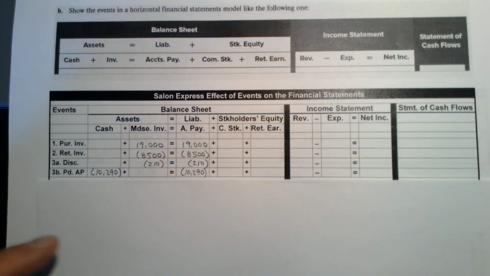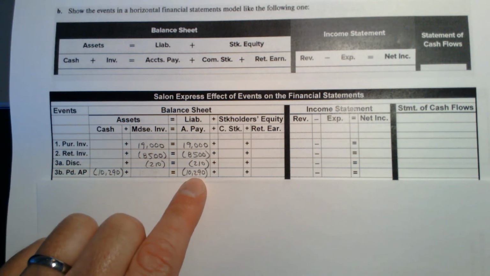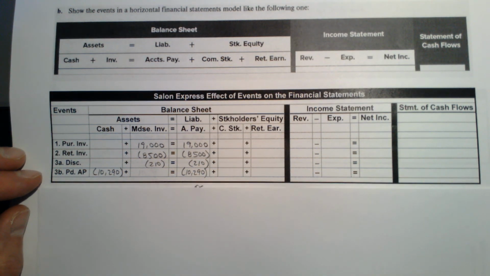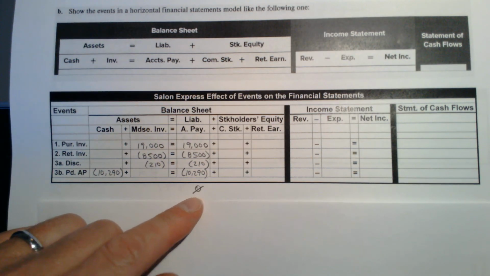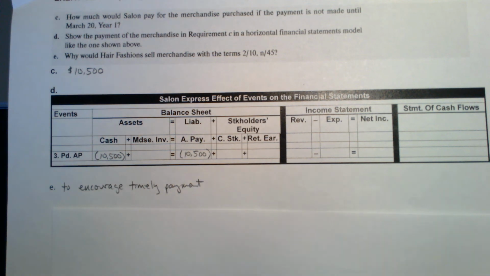And then lastly, I pay what I owe. So cash goes down by $10,290, accounts payable goes down by $10,290. I end up with 0 for accounts payable. I think the last part of the problem, nope, I think that's it.